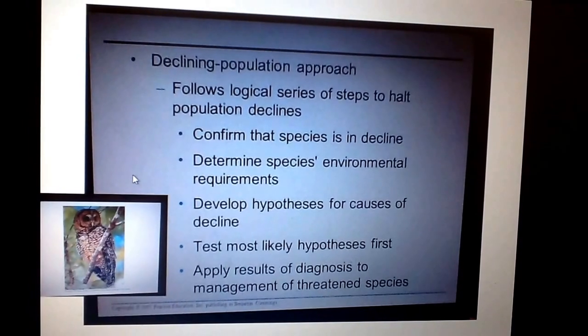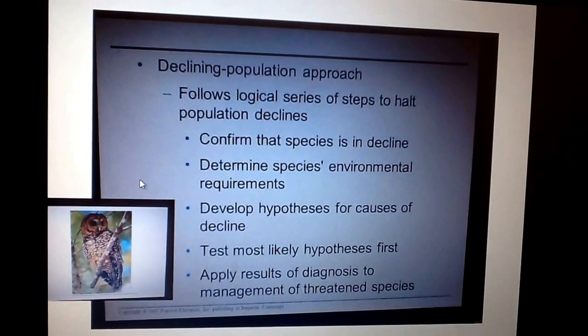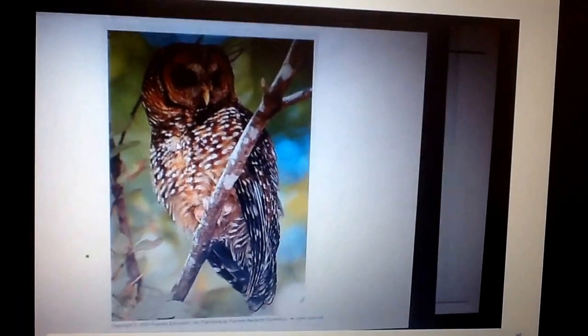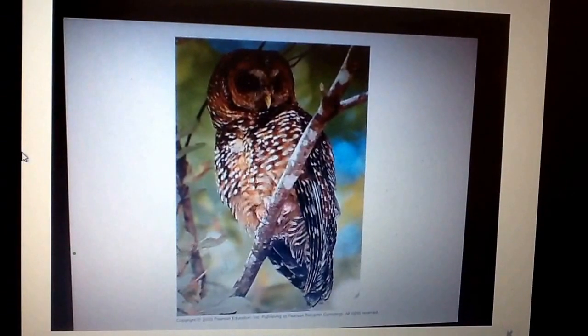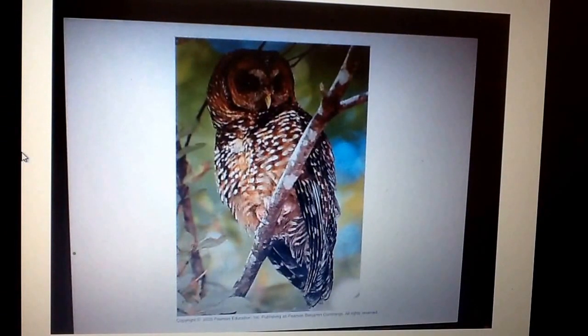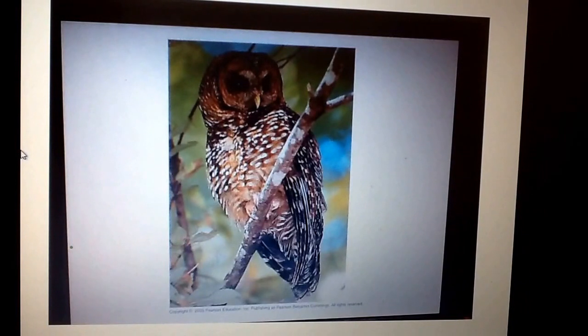One of the examples is from this owl. What they found was that the owl lived in the forest. The forest provided shelter for the owl. It provided the food for the owl. And then they told the logging industry, you may not cut down this forest because we have to save this animal.